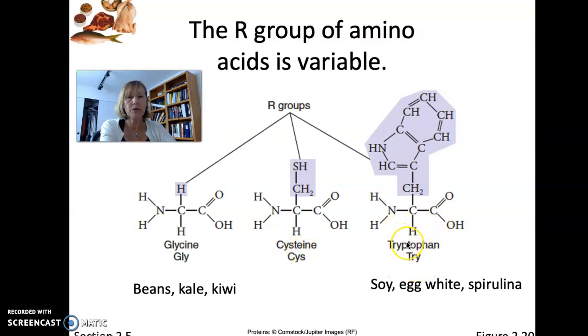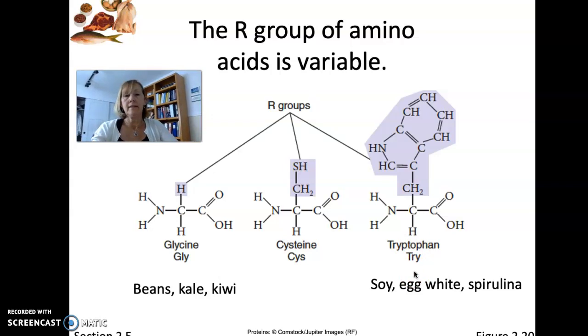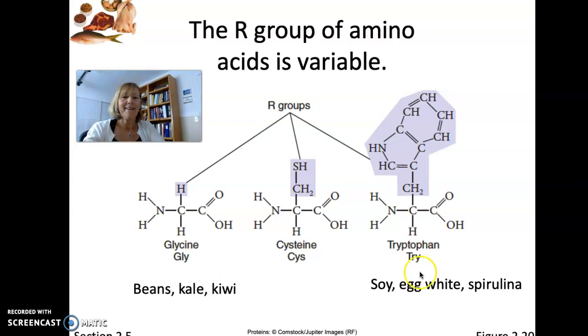Next would be tryptophan. This one you find in soy, in eggs, in things like spirulina. Those would also have NH2, COOH, and a more complex ring here. And you don't have to worry about that at all. All you know is that you've recognized it as an amino acid.